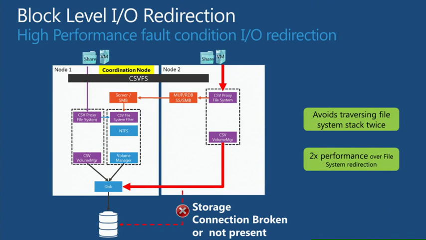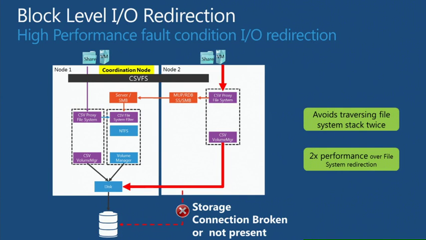What we do in 2012 is instead of traversing a file system stack twice, we are sending the I/O over SMB to an entity. I'll get into that entity in a couple of slides. So what we end up with, and what we've seen in our test results, is 2 times the performance. We are 2 times faster than what we were in 2008 R2.